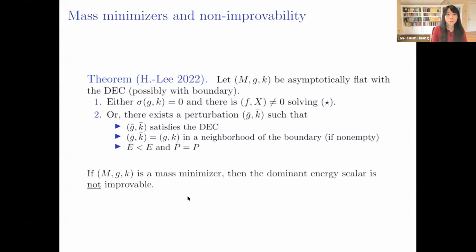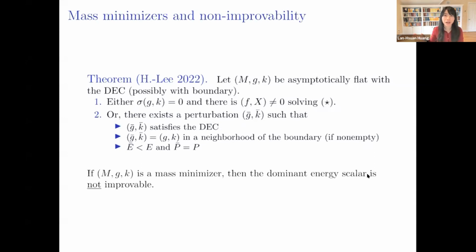Right. So it turns out the mass minimizer has a very interesting relation to non-improvability. Before we look at the theorem, let's look at this summarized. Essentially, if an initial data set is a mass minimizer, either in the Bartnik mass sense or in the positive mass theorem sense, then we know the dominant energy scalar is not improvable. And then we can use the earlier characterization: a non-improvable initial data set has a non-trivial F and X satisfying the star system.